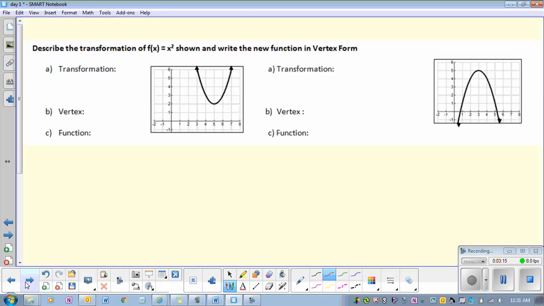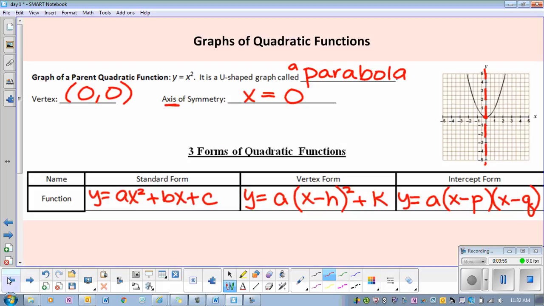Right below that it says describe the transformation of f of x equals x squared, and then write the new function in vertex form. Looking back up at your parent function, the vertex is at 0, 0. Then it's up 1, right 1, and then 2, 4. I'm just sketching it. You have your parent function graph right here.